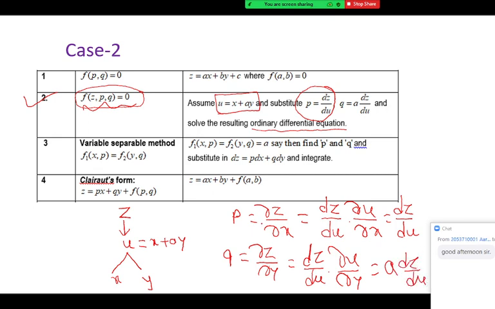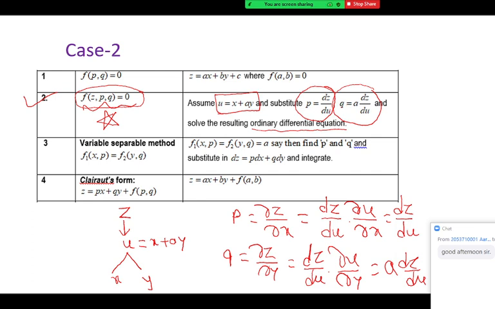This derivation does not need to be written in the example. You just have to remember these three things. When only p, q, z are present, put u is equal to x plus ay, and p becomes dz by du and q becomes a dz by du. Replace these and you get an ODE.